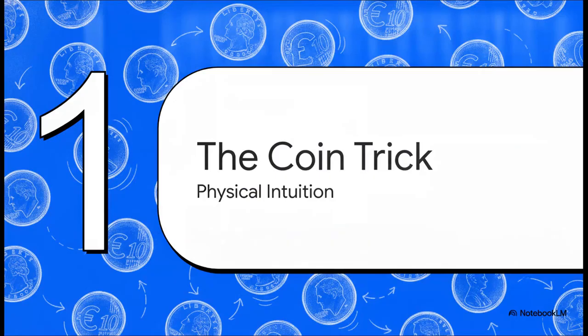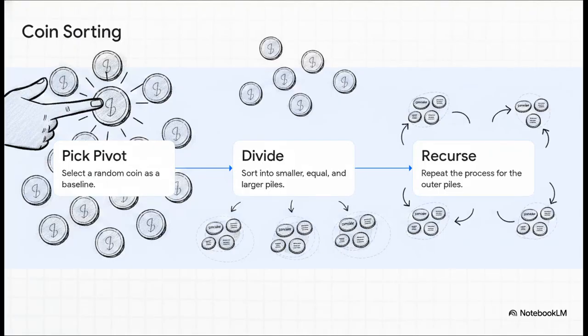Let's jump in. Part 1, intuition, the coin trick. Before we look at the math, we really need to anchor your mental model with a physical analogy. Picture this. You've got 100 mixed coins just dumped all over a table, right? And you need to sort them by value as fast as humanly possible. Now, scanning the entire table for the absolute smallest coin and then hunting for the next smallest, that is agonizingly slow. Instead, we use this little physical trick.